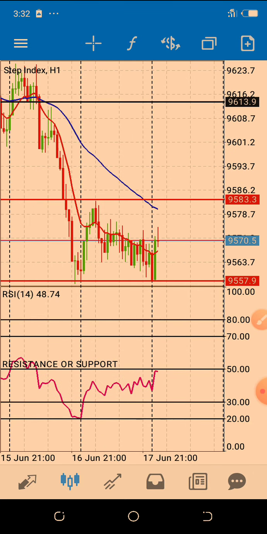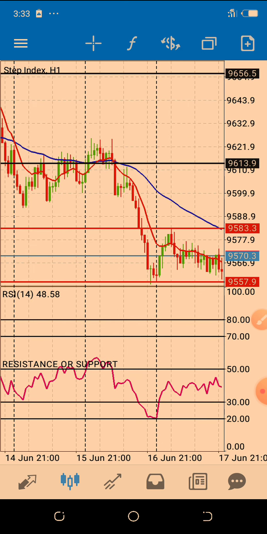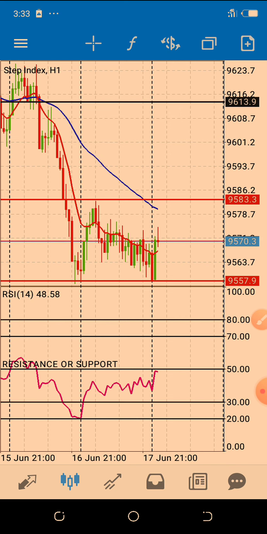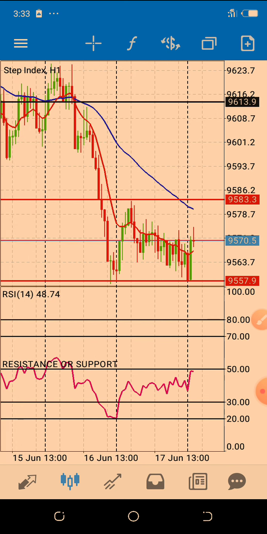Remember that these lines are not fixed lines, they are just zones. It's not as if the price must get here or get there. It's just to represent a zone. In the next video I'll make it about getting entries and exit points.